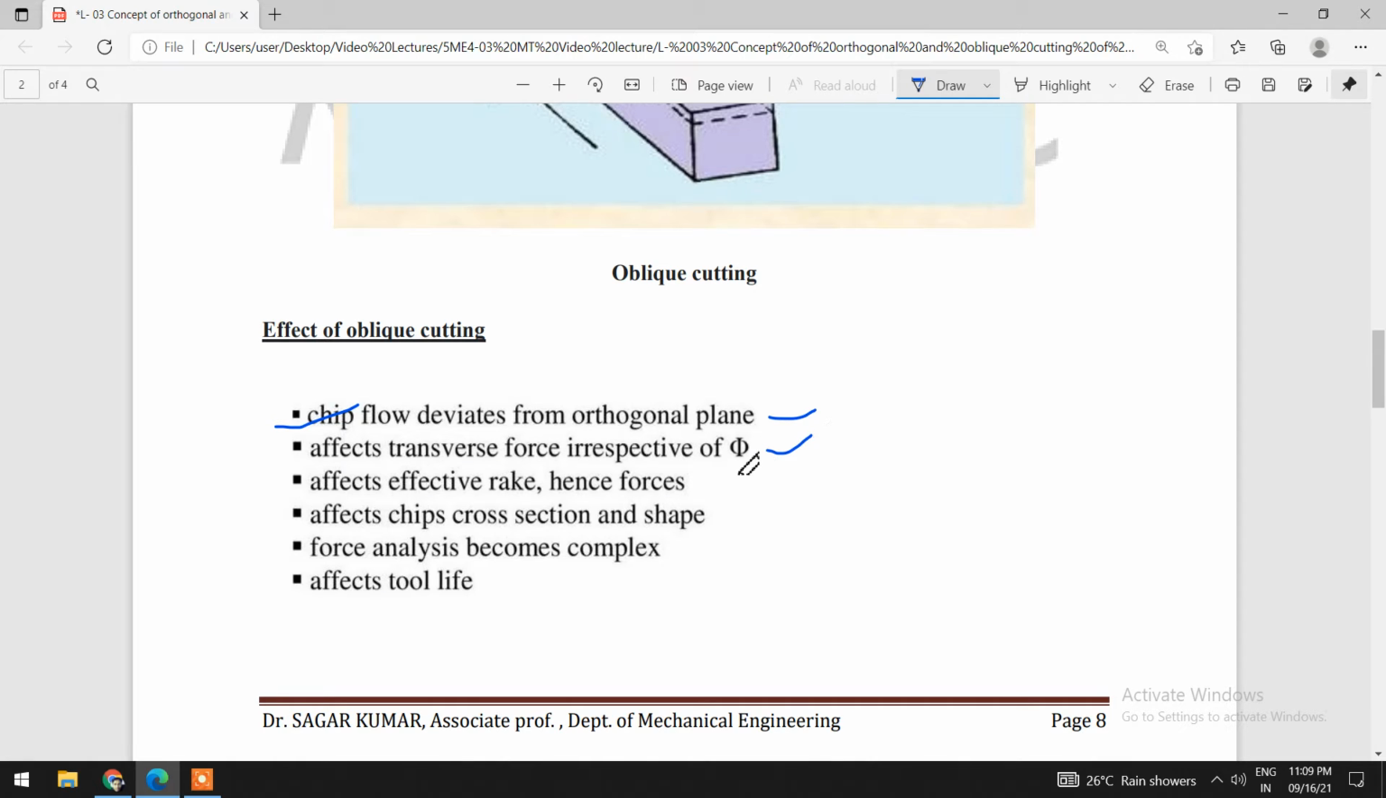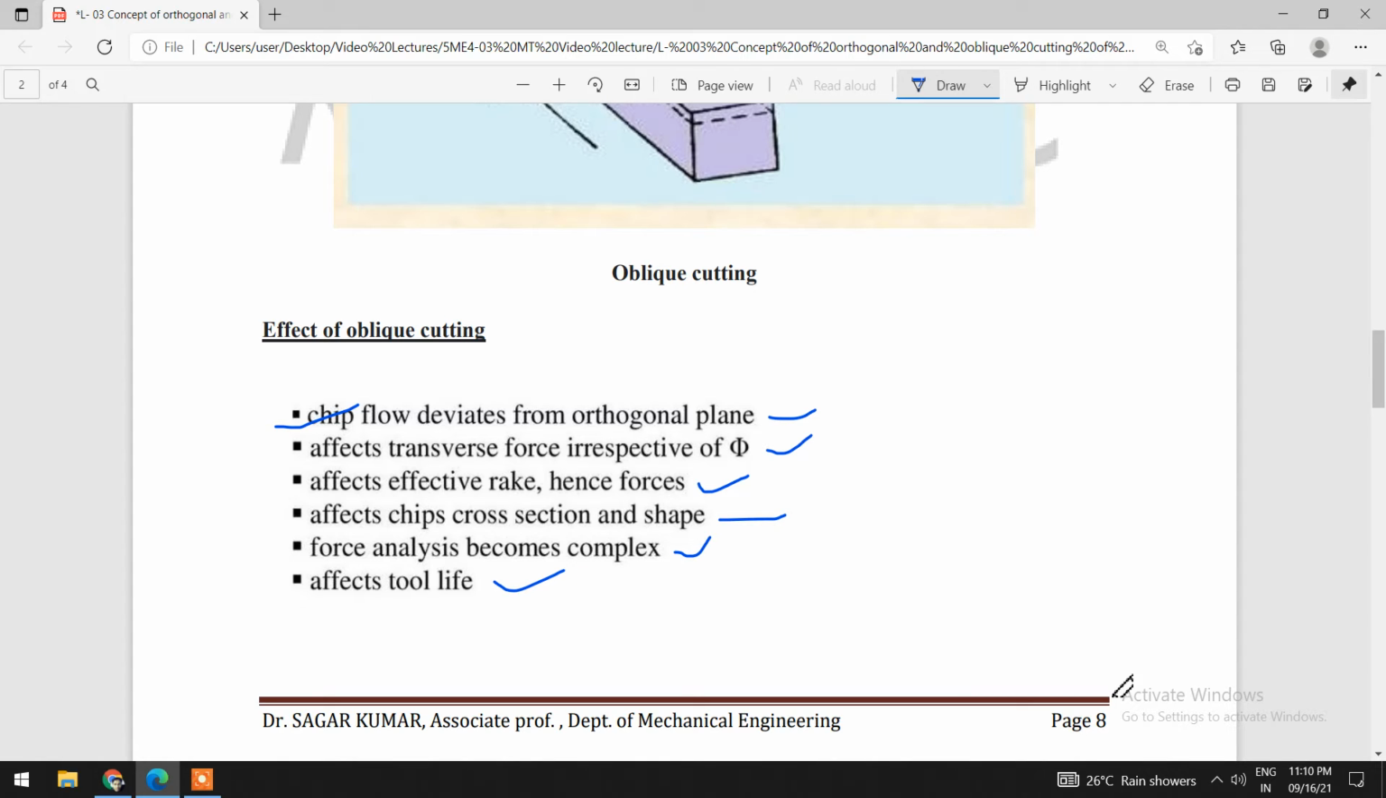Next one is the effective break. Hence force will be applied and it will affect the cross section and its shape. And the force analysis becomes complex. इसमें जो force लगेगा वो complex होगा and it will affect the tool life. These are the main effects of the oblique cutting.